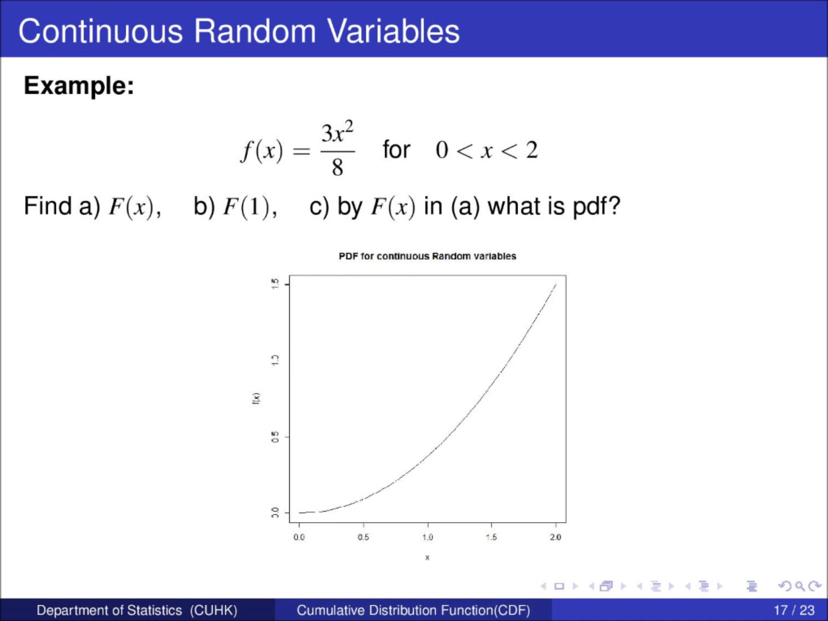We will also take a look at an example for the continuous case. Let's say we have the function equal to 3 times x squared over 8 for x between 0 and 2. We are going to find part A, the CDF; part B, F(1), which is the probability of x smaller than or equal to 1; and part C, given the CDF in part A, we are going to find the PDF f(x) back.